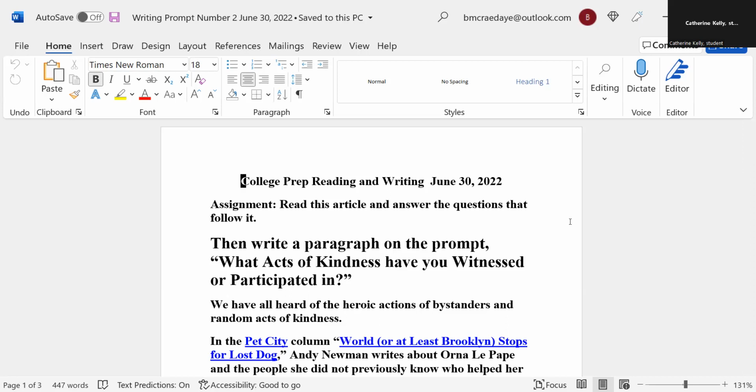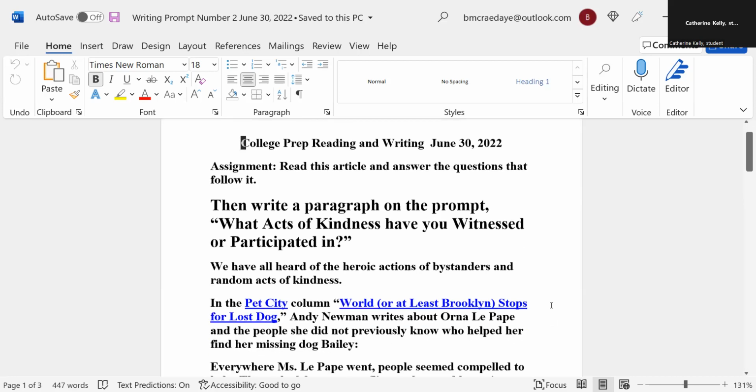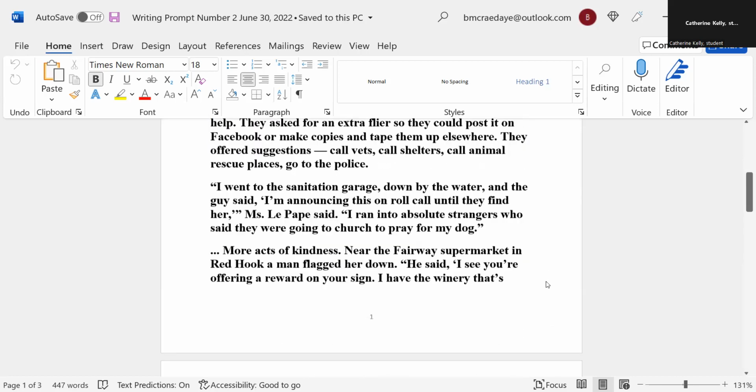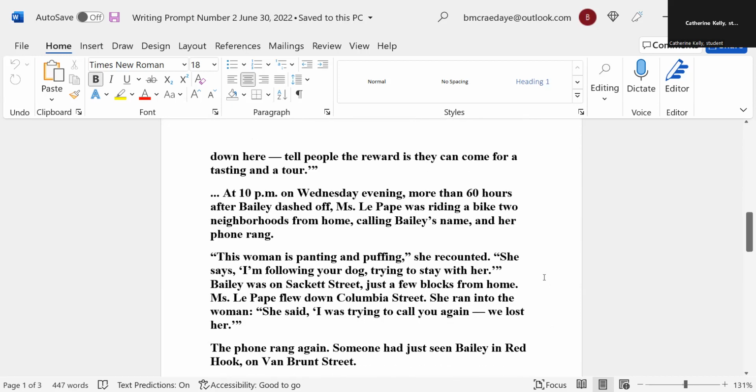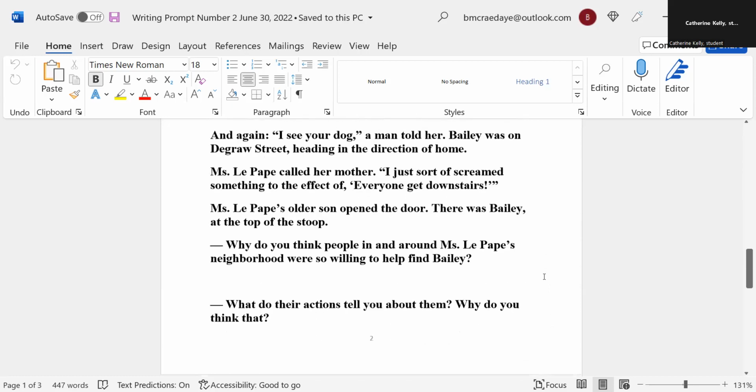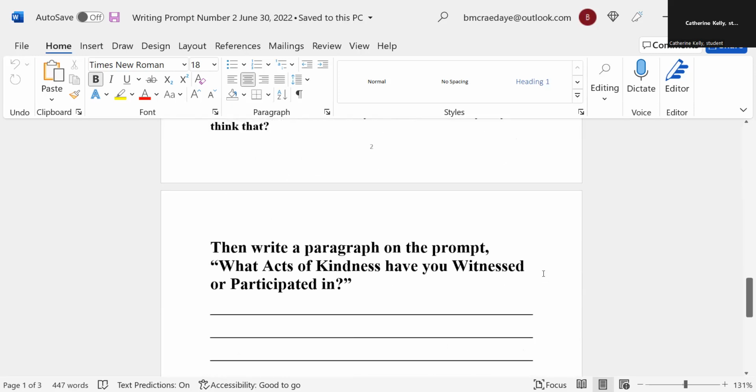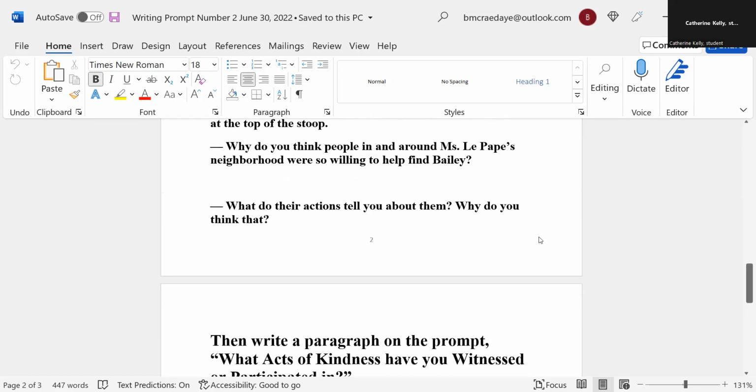Now, since you can't see the screen, your homework would also be to read. I'm giving you a prompt and something to read, and I need you to write a paragraph on the prompt. You're going to read a nice little interesting write-up about a lady who lost her dog and people trying to help her find the dog. These strangers didn't even know her. So I want you to read that, then write a paragraph.